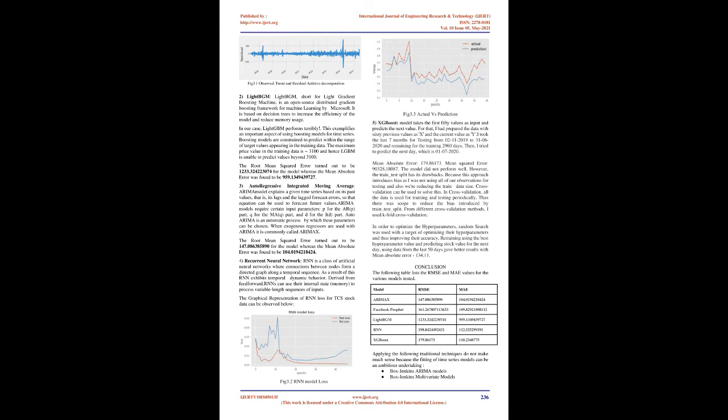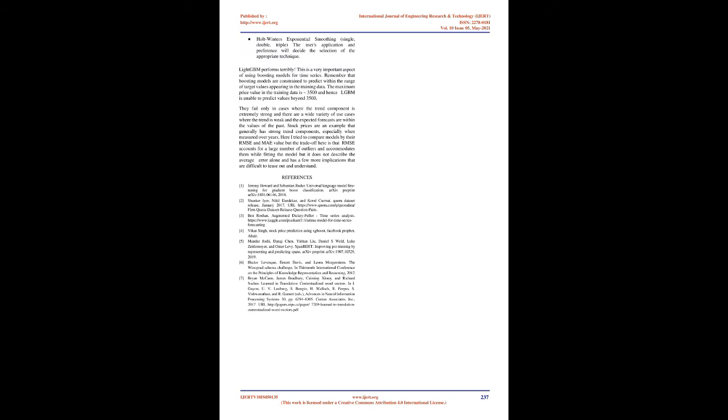4. Recurrent neural network. RNN is a class of artificial neural networks where connections between nodes form a directed graph along a temporal sequence. As a result of this, RNN exhibits temporal dynamic behavior. Derived from feed-forward networks, RNNs can use their internal state, memory, to process variable length sequences of inputs. The graphical representation of RNN loss for TCS stock data can be observed below. Fig 3.3 Actual vs prediction.